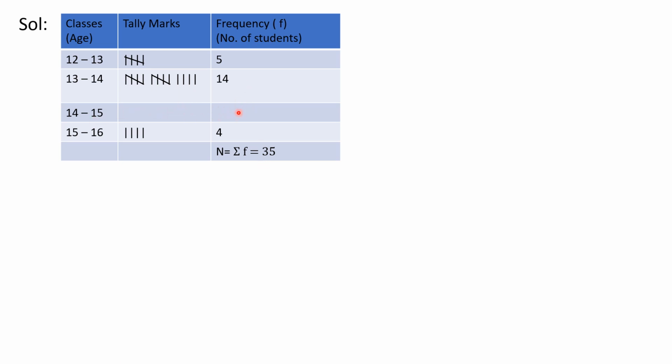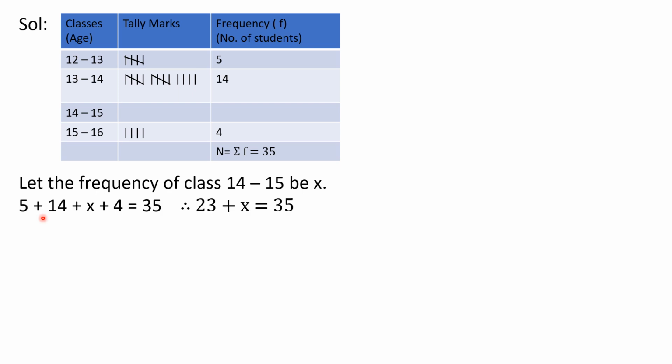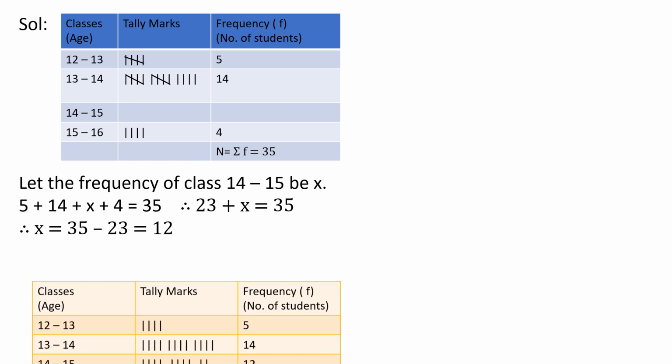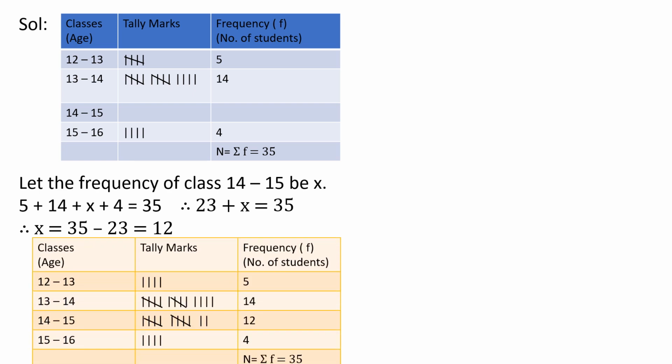So let me assign the frequency of class 14 to 15 as x. So let the frequency of the class 14 to 15 be x. So you can add all the frequencies, you'll get 35. So I've done 5 plus 14 plus x plus 4 equal to 35. So students, if you add 5 plus 14 plus 4, you get 23, plus x equal to 35. So you can find the value of x. Therefore, x is equal to 35 minus 23. So what do you get, students? 12. So in the class 14 to 15, the frequency is 12. So we'll again fill the table.